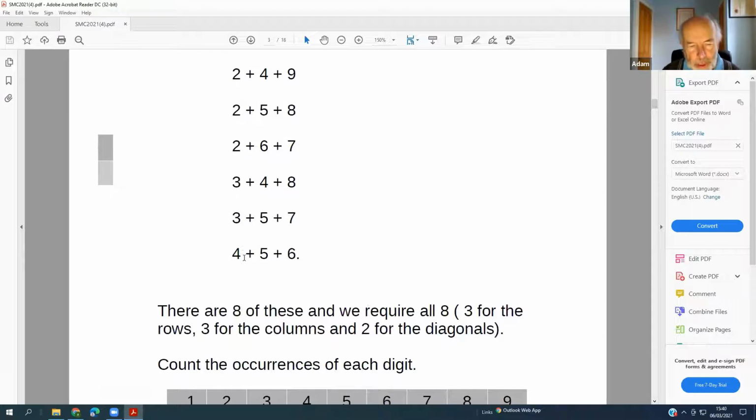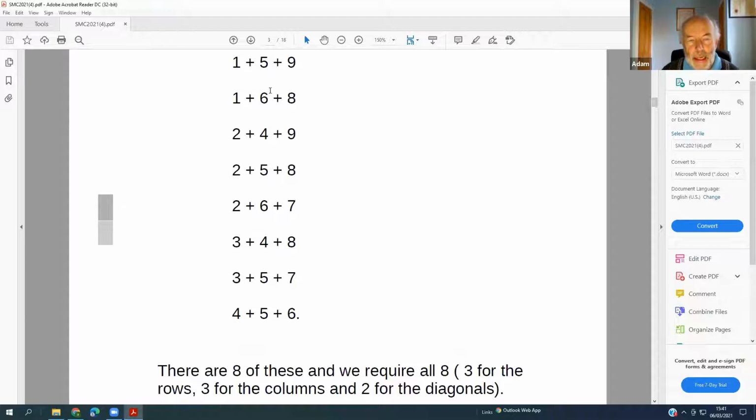If the smallest of your 3 numbers is 4, then you only have one choice for the other 2 adding up to 11, namely 5 and 6. And if you have a set of 3 numbers of which the smallest is 5, then the others are bigger than 5, and therefore the total is going to be greater than 15, and therefore can't work. So these are the possible sets of 3, and you'll see that there are 8 of these. We need 8 totals for our magic square, so every one of these sets of 3 must appear in some order in a row or a column or a diagonal.